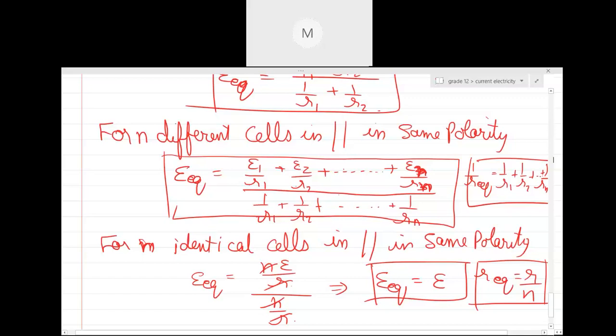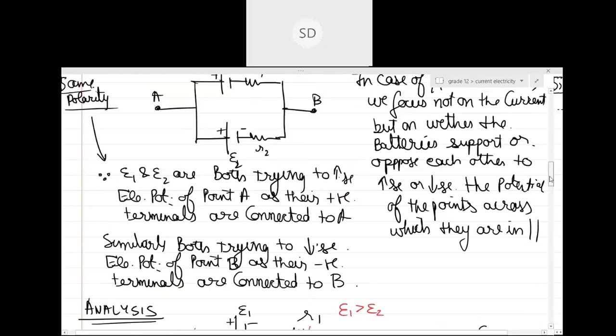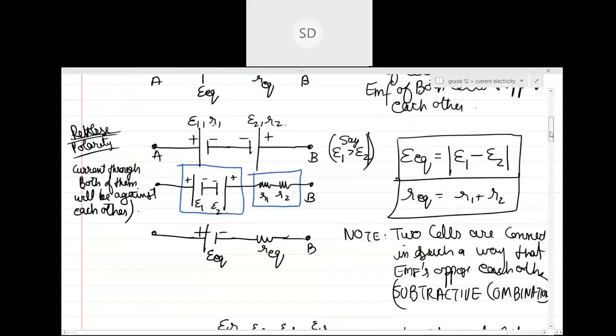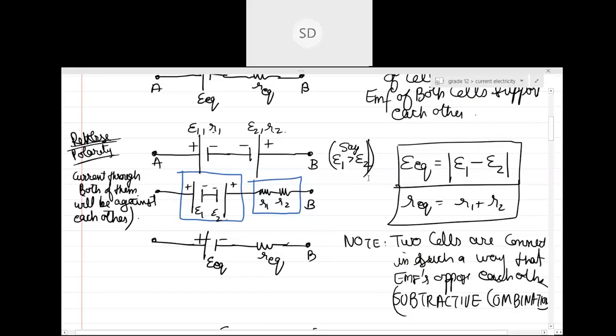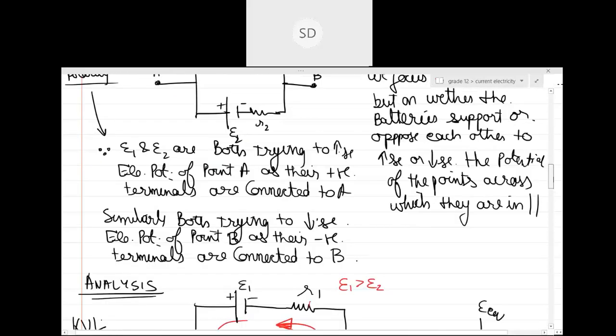Anyway, done noting. Acha, what will be the same condition in the case of series combination? If there are n identical cells in series, guys, series one is easy, that's why I didn't write the general formula. N into E: E1 plus E2 plus E3 till En, and R1 plus R2 till Rn. N times of E and n times of R, right?